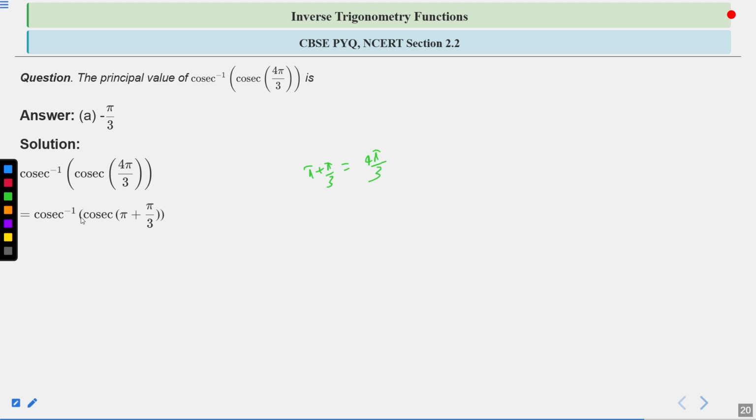So we can write cosec inverse cosec 4 pi by 3 as cosec inverse cosec of pi plus pi by 3, right? So further we can write it now. We know that when we go to pi plus pi by 3, we are going into the third quadrant, and in the third quadrant sine theta is negative, therefore cosec theta will also be negative. So cosec of pi plus pi by 3 will be equal to minus of cosec pi by 3.